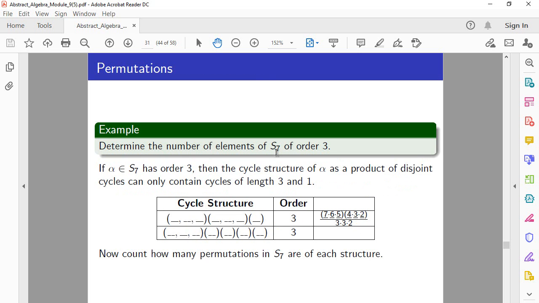Okay, so let me stop here, and in the next video we will finish off our discussion on permutations.